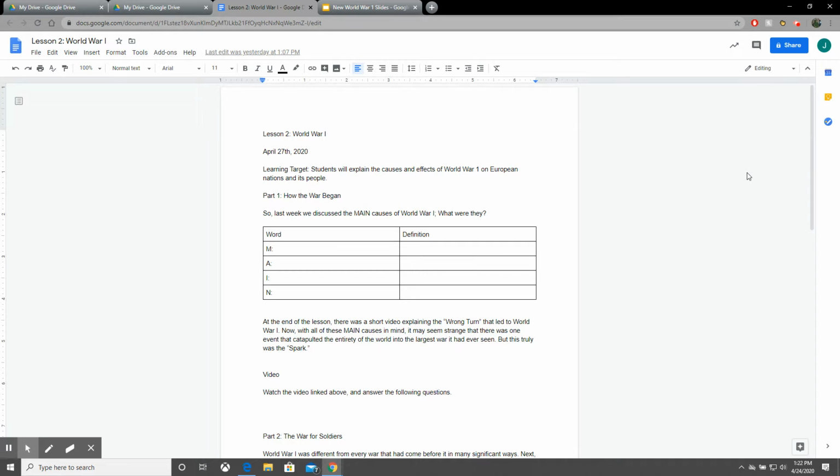So last week, our main idea was looking at M, A, I, and N, the main causes of World War One. On our lesson here, make sure that you filled in what each letter stands for, as well as the definition for each, because all of those four things will play a role in how this war actually begins.